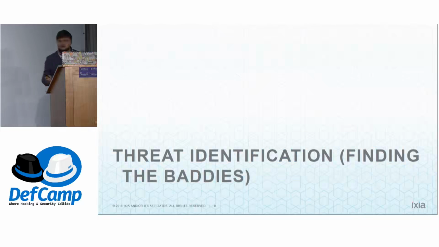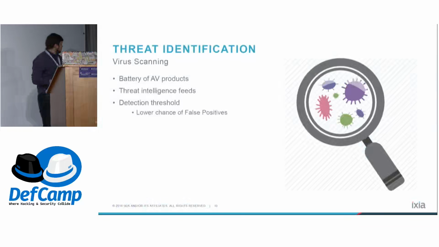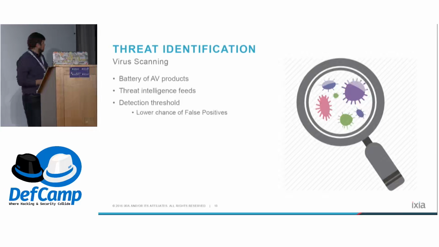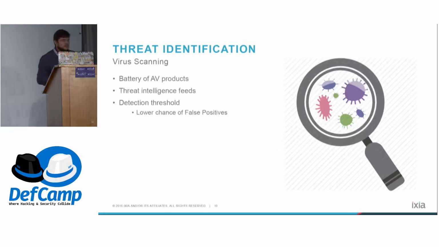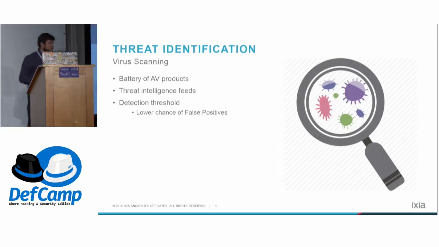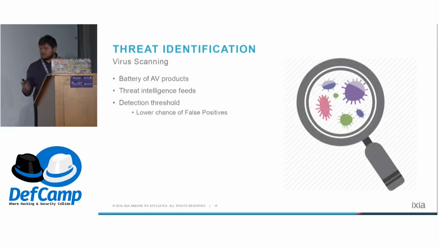So on to threat identification. The easiest way, as you might have seen if you've ever looked at presentations about building a threat intelligence system, is to do virus scanning. You grab a couple of AV products, you start collecting some threat intelligence feeds, fetch all URLs and scan them. You will soon start having detections. As an added part, we also have to do some sort of detection thresholding. We need at least n AV products to agree before saying that something is malicious. This is again to lower the chance of false positives.